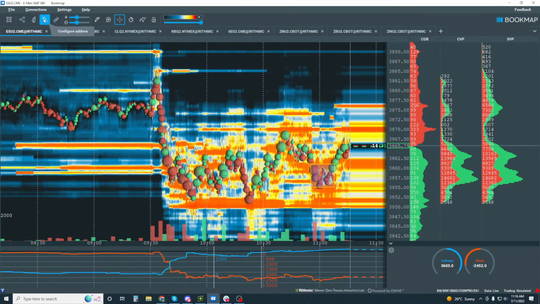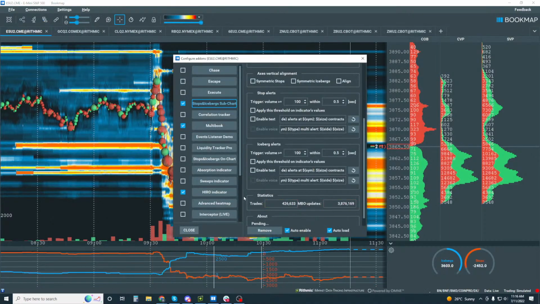We also have the on-chart indicator here. And let's take a look at that.